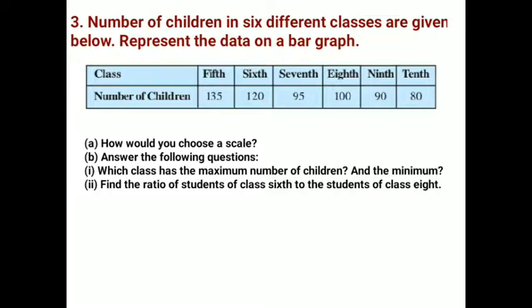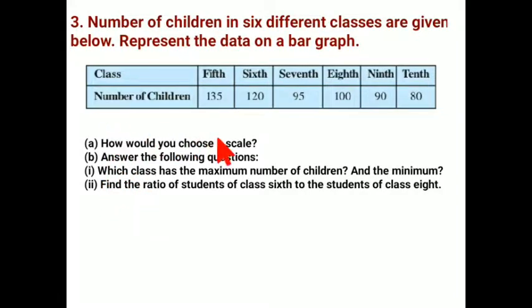The number of children in 6 different classes is given below. Represent the data on a bar graph. So this is the table given. According to this, we have to solve the given question in the book.